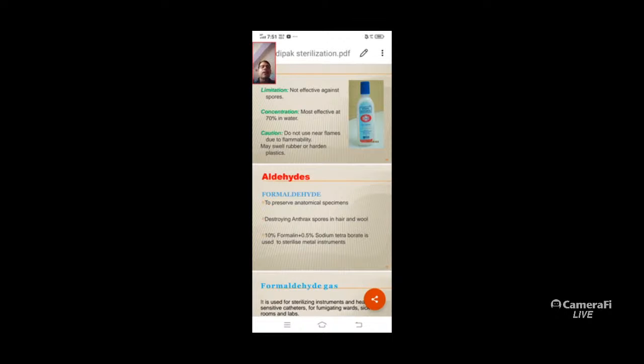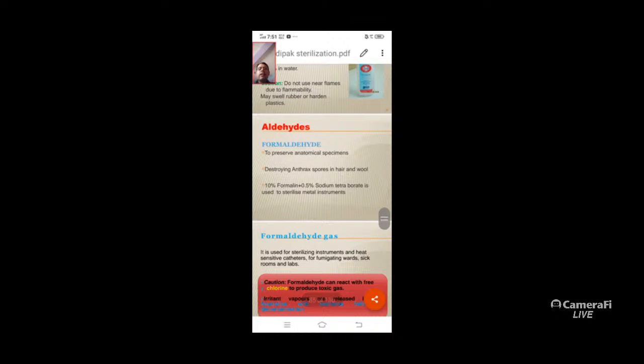Generally the formalin solution, generally the 38 to 40% formaldehyde is called the formalin solution, and destroying the anthrax spores in the hair and the wool. 10% formalin and 0.5% sodium tetraborate is used to sterilize the metal instrument. For metal instrument, generally there is a specific method by which you use. Be careful at the concentration of the formaldehyde. In case of formaldehyde, the 10% formalin plus 0.05 sodium tetraborate.